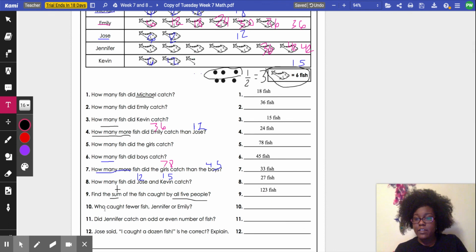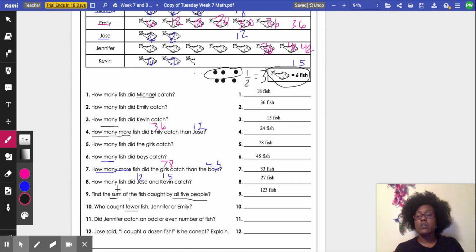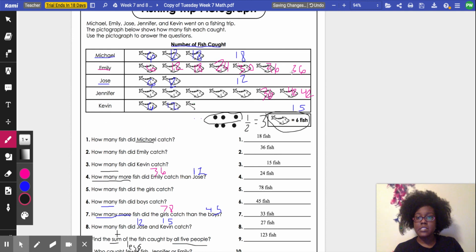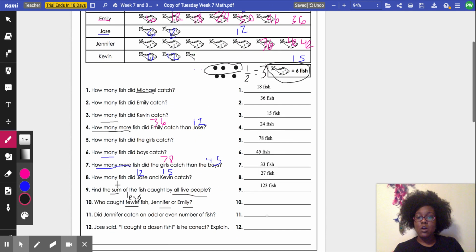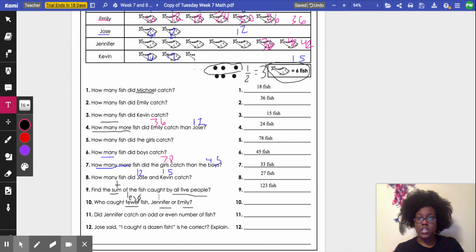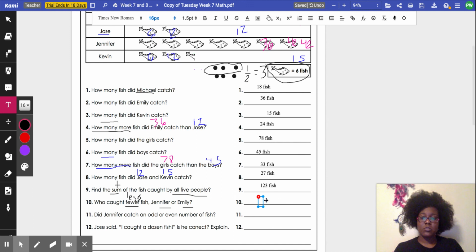All right, number 10. Who caught fewer fish? And if you don't know what fewer means, it means less or the smaller amount. So who caught the least amount of fish? Jennifer or Emily? So I'm looking up here. Emily has 36. Jennifer has 42. So 36 is less than 42. So Jennifer is the one who has more fish, and Emily is the one who has less fish. So my answer is going to be Emily.